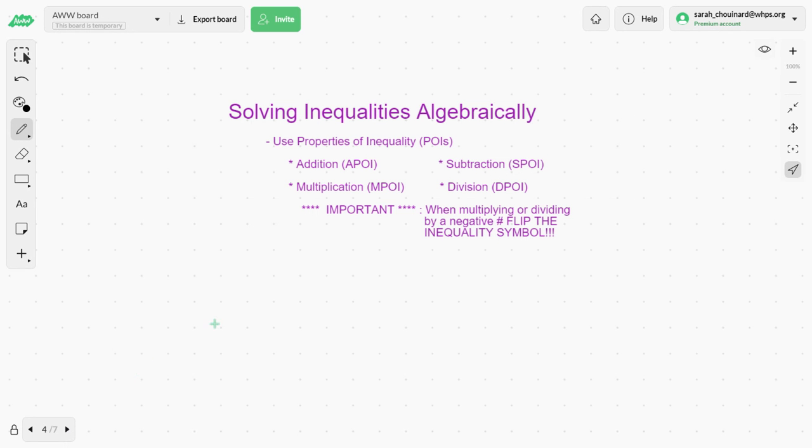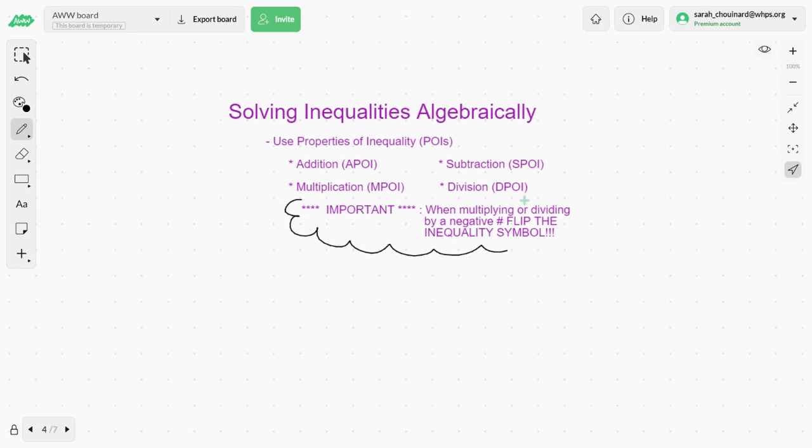Now we're going to solve inequalities algebraically. When we solved equations algebraically, we used POE, P-O-E. Here we're using POI, P-O-I, which are properties of inequalities. So we have the addition, subtraction, multiplication, and division properties: APOI, SPOI, MPOI, DPOI, with one major difference, and this is so important.